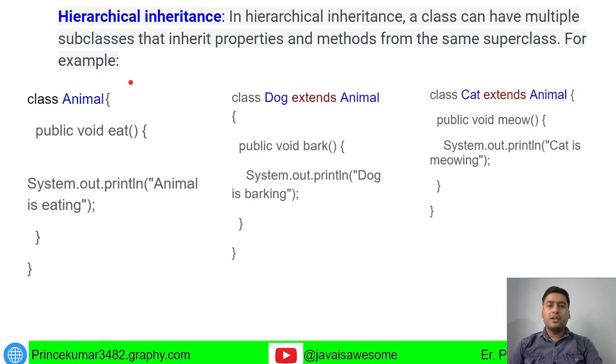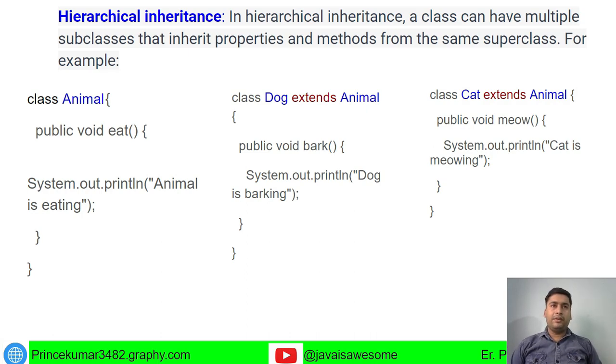For example, here you can see animal is one class, dog is another class, and cat is another class. Whatever properties the animal class has are extended by the dog and also by the cat. Cat and dog both extend the properties of the animal class. Okay, so that is called hierarchical inheritance. If one class's properties are extended by multiple or many classes, that is called hierarchical inheritance in Java.